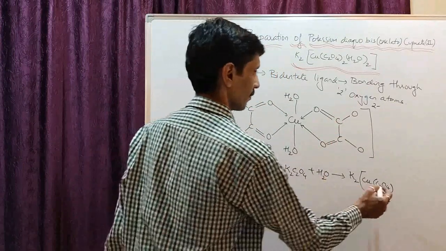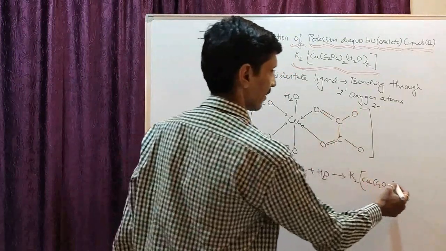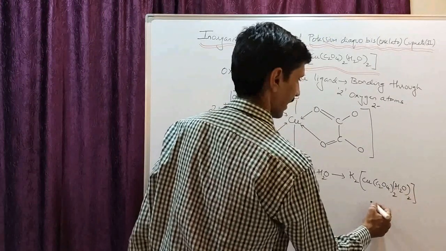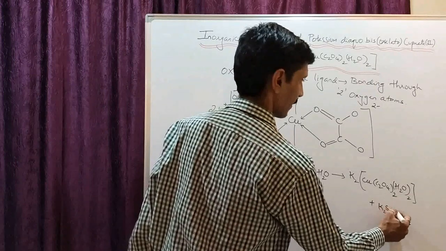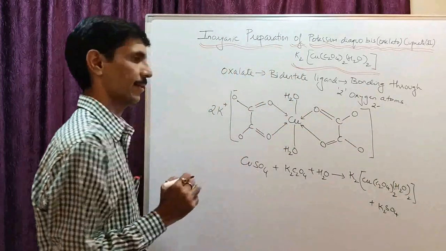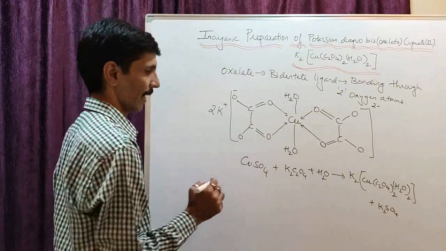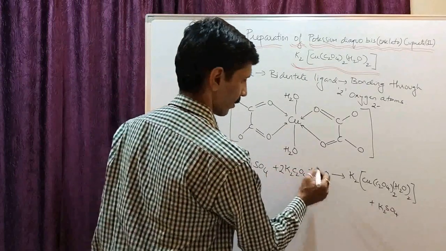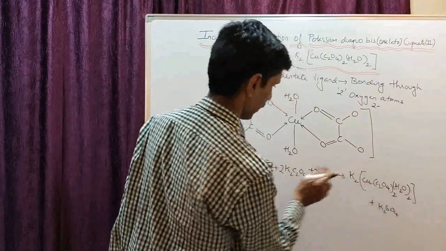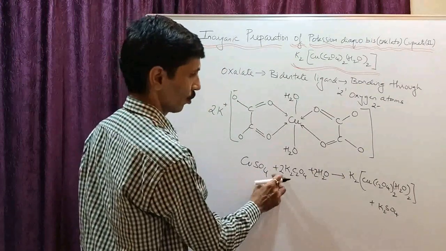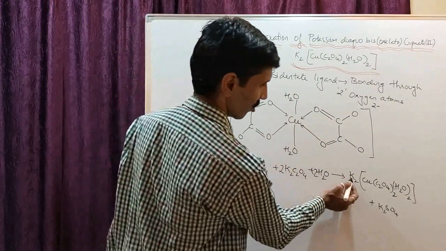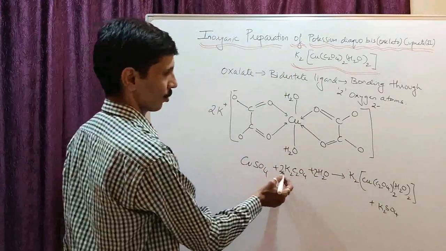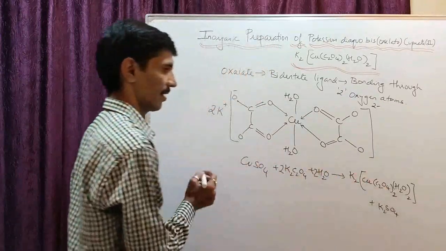And that is going to give us the complex K2[Cu(C2O4)2(H2O)2], plus the side product, K2SO4. If you need to balance the reaction, you make it 2, and 2 water molecules. You can check the 2 water molecules over here, K2C2O4, so 2K2, which means there will be 4K, 2K and 2K is 4K, 1 SO4, 1 SO4, 1 copper, and 2 C2O4.